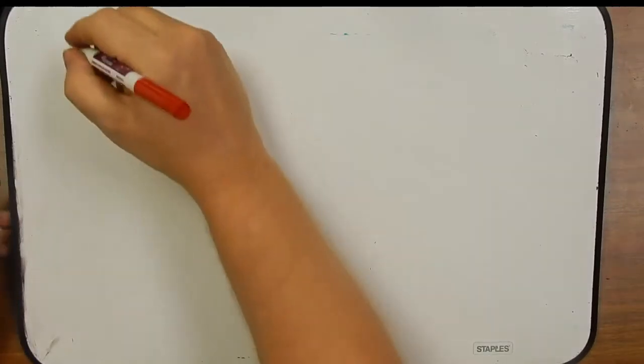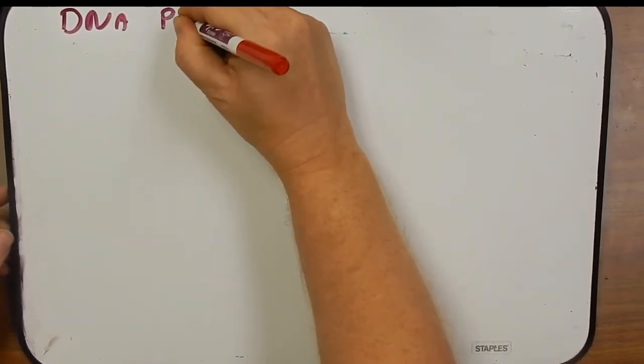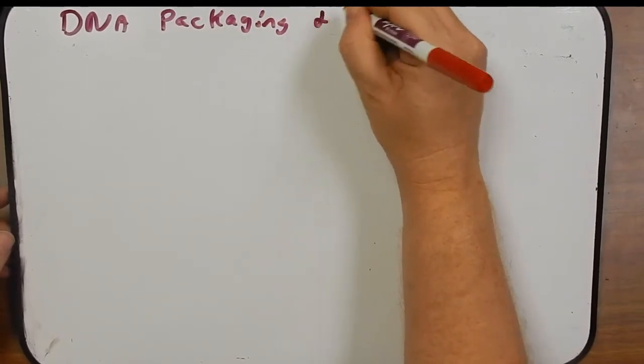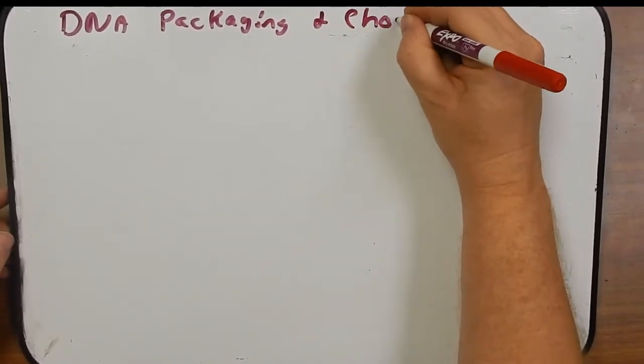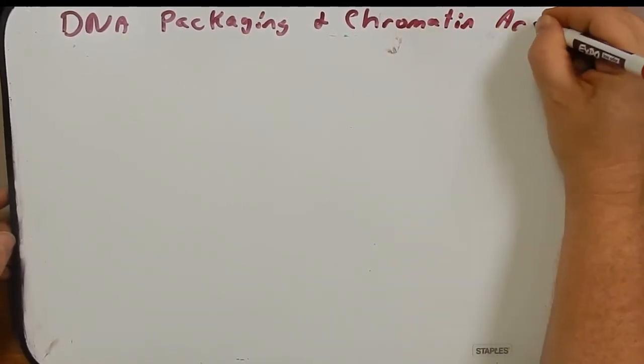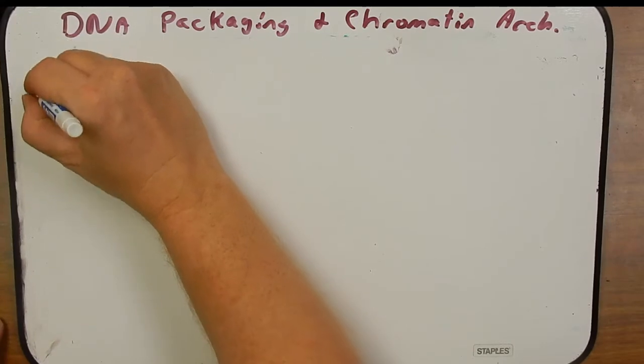In this podcast we're going to talk about DNA packaging and chromatin architecture. Before we get started, I want to take a step back and think about what we've talked about up to this point in class. Remember, we talked about inheritance.